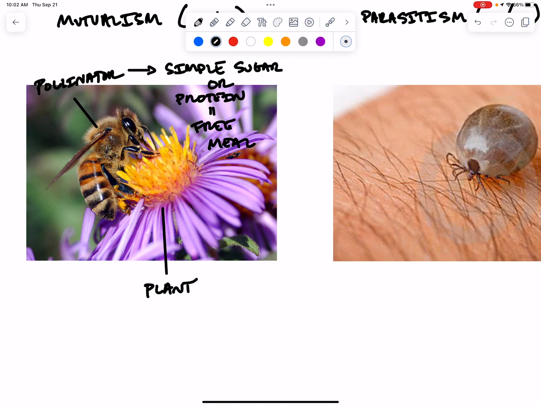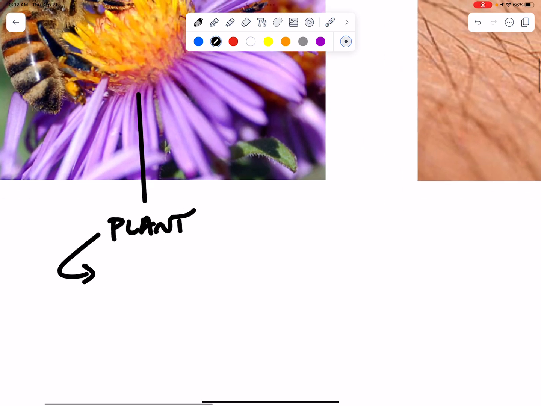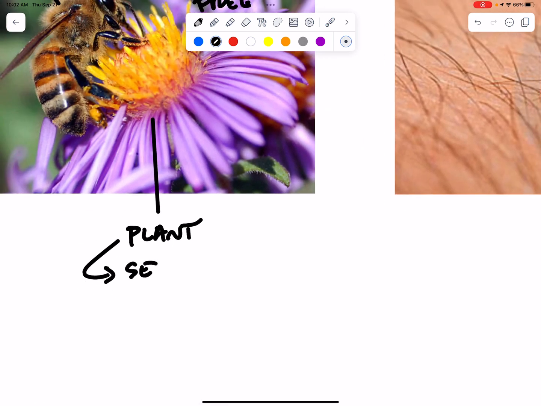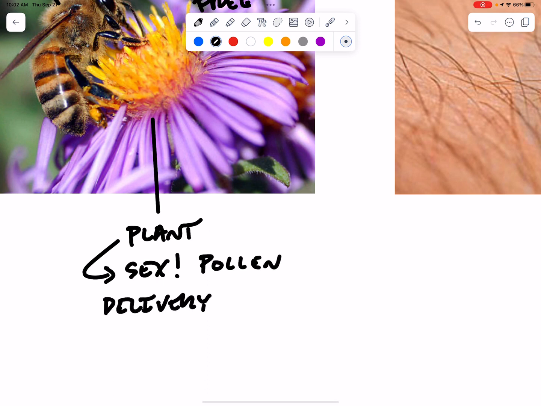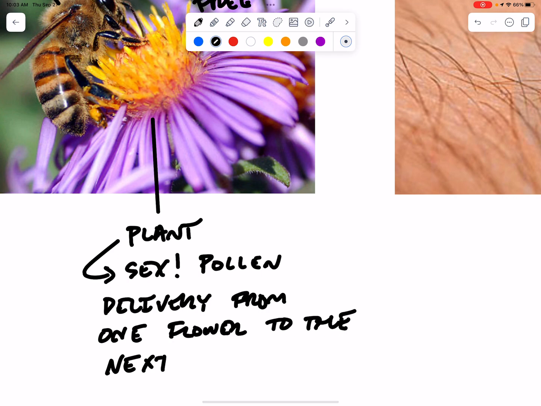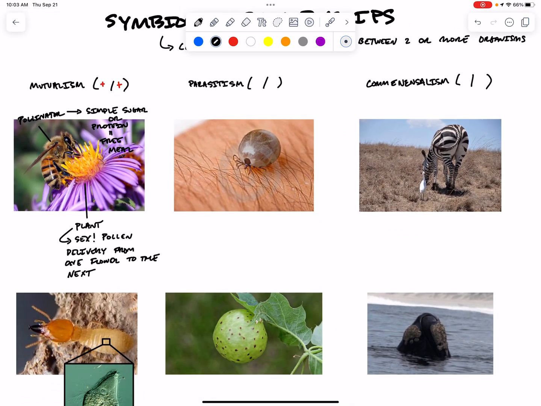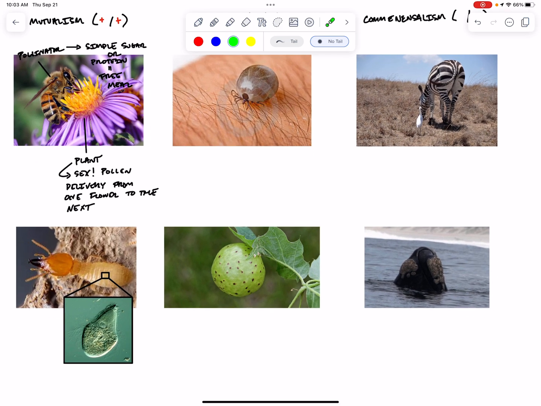And so the plant is getting sex from this interaction. Pollen delivery from one flower to the next. Okay, so both parties are benefiting. Pollinator, free lunch, plant gets sex.